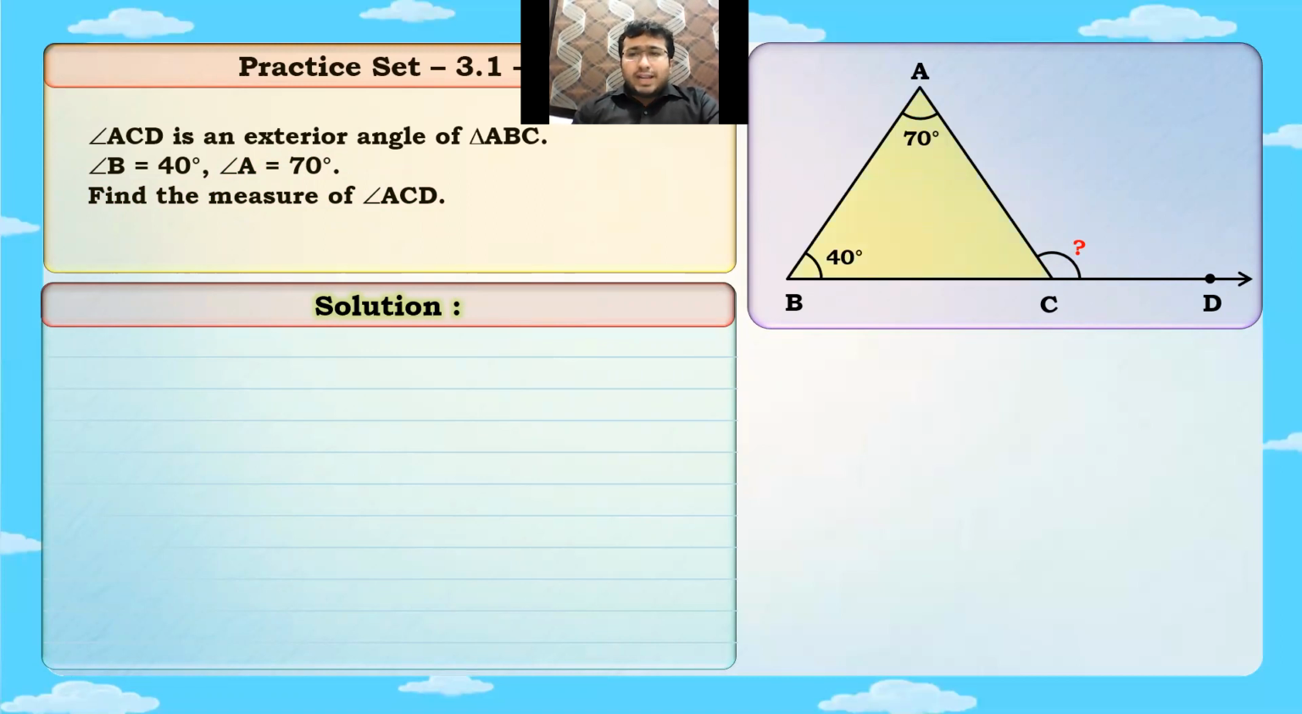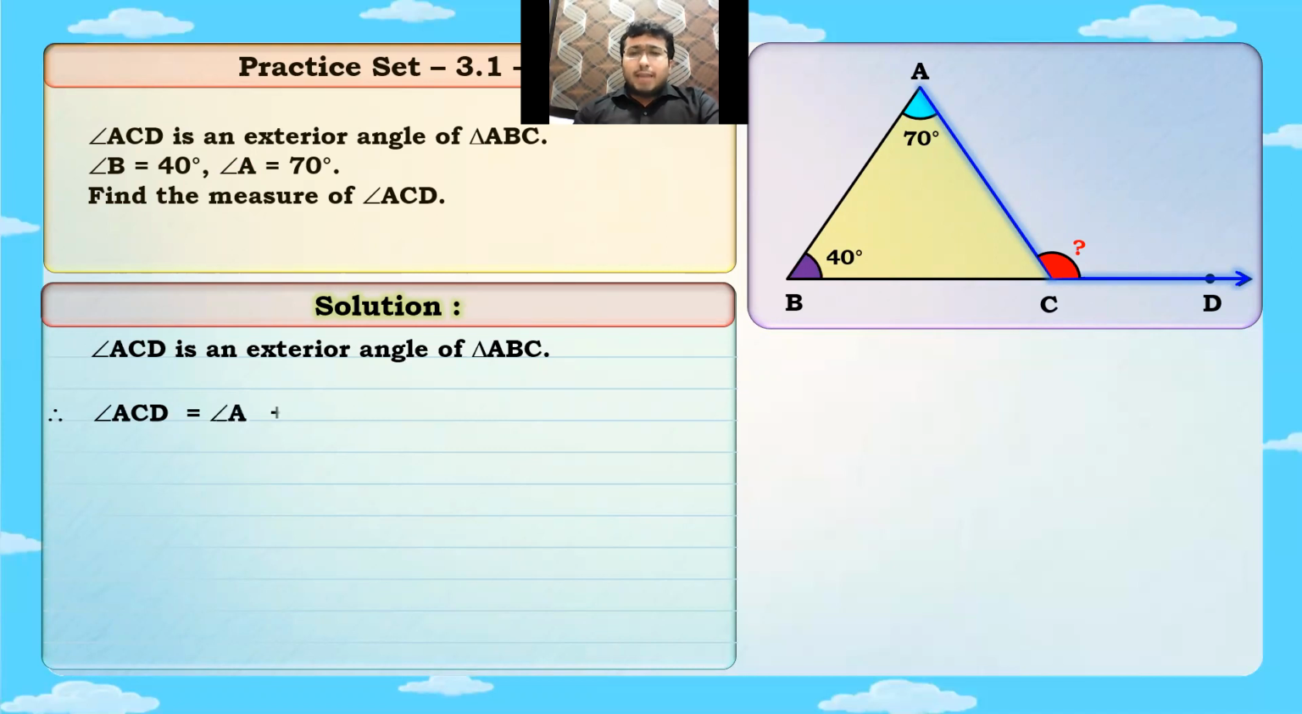Students, we know for triangle ABC, angle ACD is an exterior angle. So students, whenever we have an exterior angle, which theorem can we apply? Exterior angle is equal to the sum of its two remote interior angles. Tell me, students, for angle ACD, which are the two remote interior angles? Yes, superb. It is angle A and angle B.